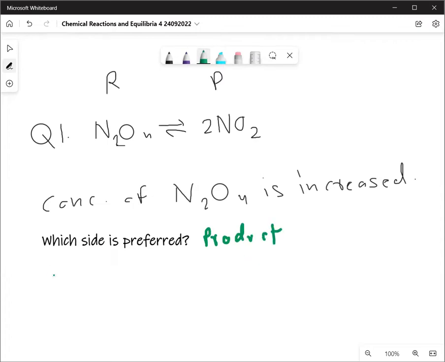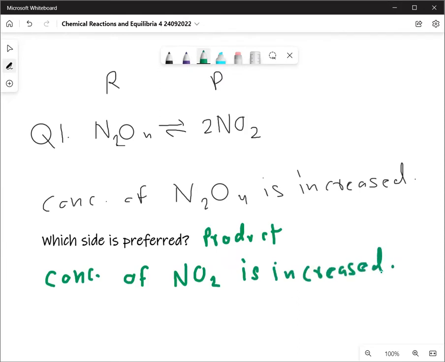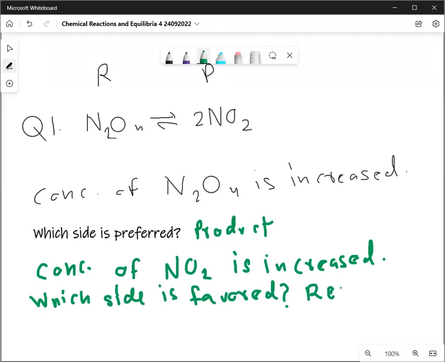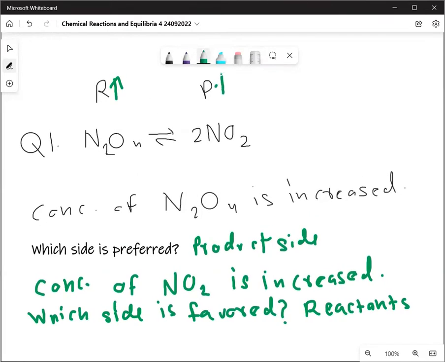Now, if I ask you, the concentration of NO2 is increased. Which side will be favored? Reactant side. Any doubts now? Any questions? अगर आप इसको बढ़ाओगे, then this will also increase.